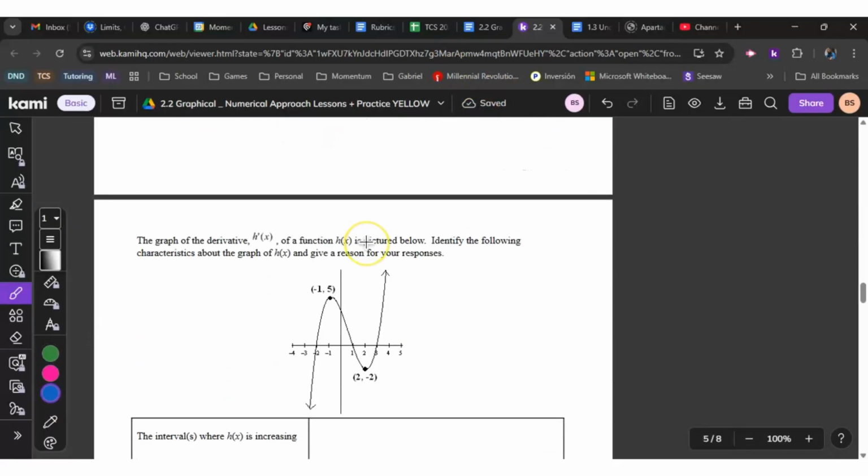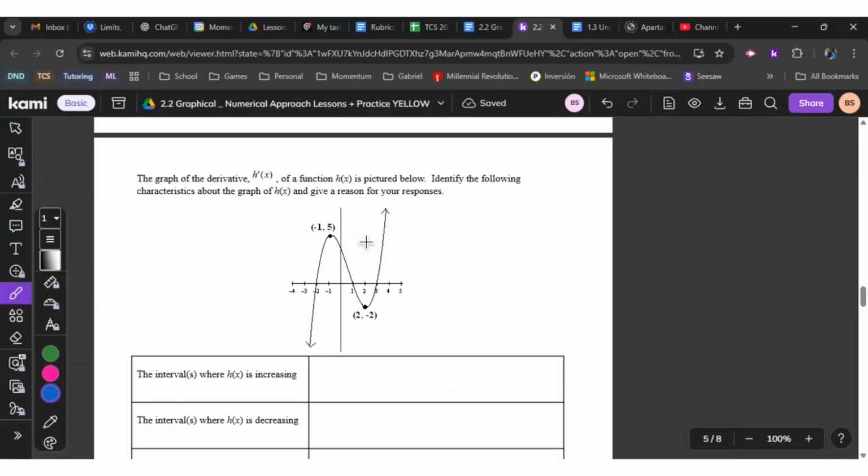All right. Let's take a look at the next one here. The graph of the derivative h prime of x of a function h of x is pictured below. Identify the following characteristics about h of x. Give a reason. We're going to start with our reasons because that's easier. Intervals where h of x is increasing. What's my reason?